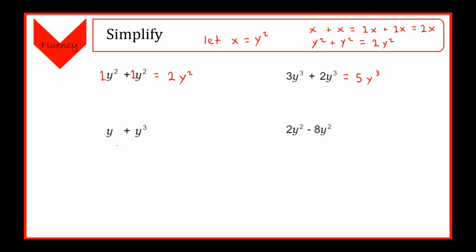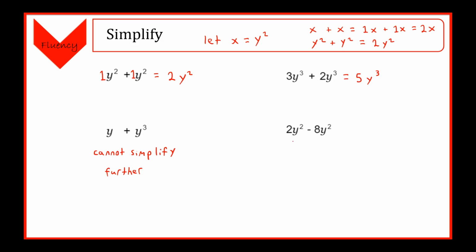Now I have y plus y cubed. I can't simplify this because although the y's are the same, if the exponents are different, I don't consider these like terms. So I'm going to write: cannot simplify further because these are not like terms.